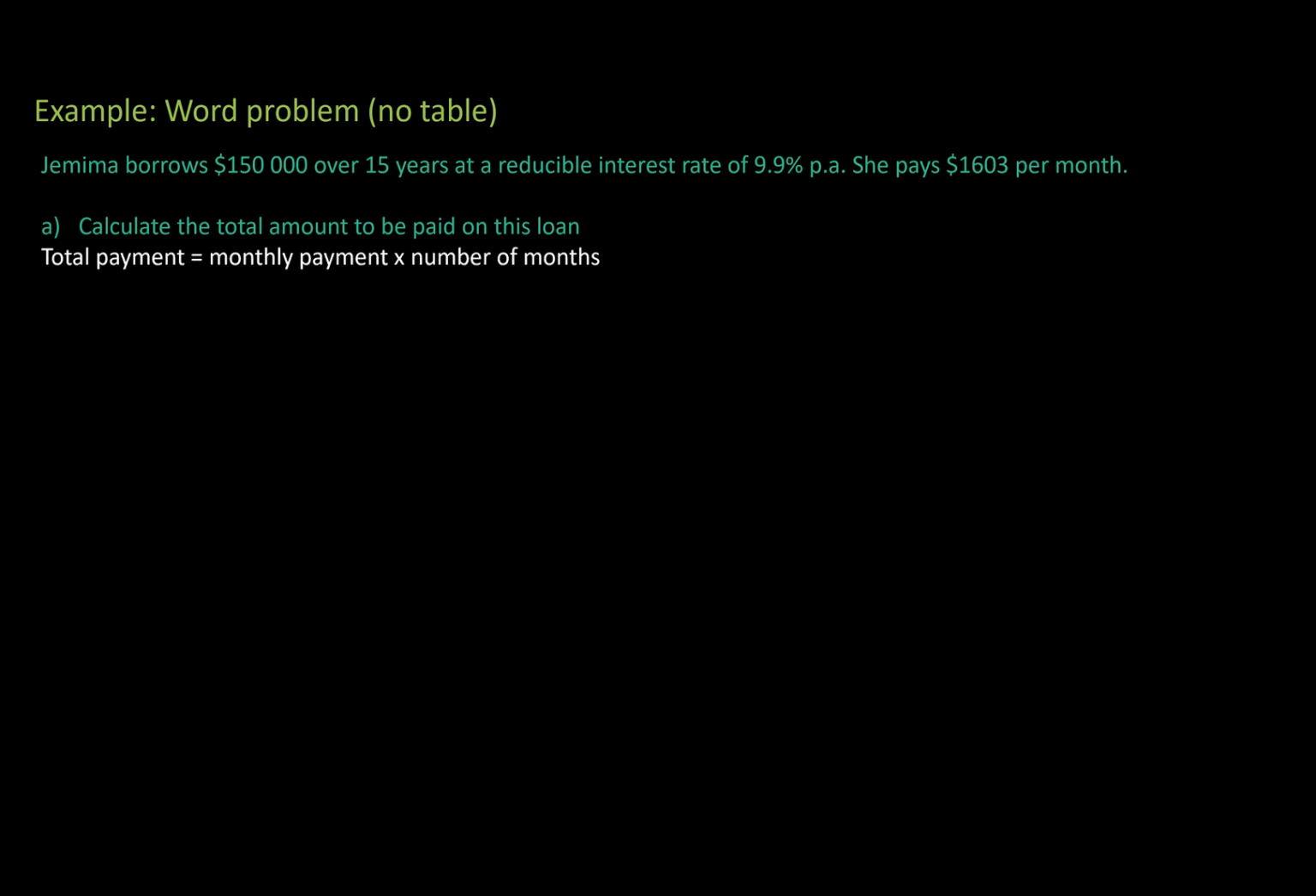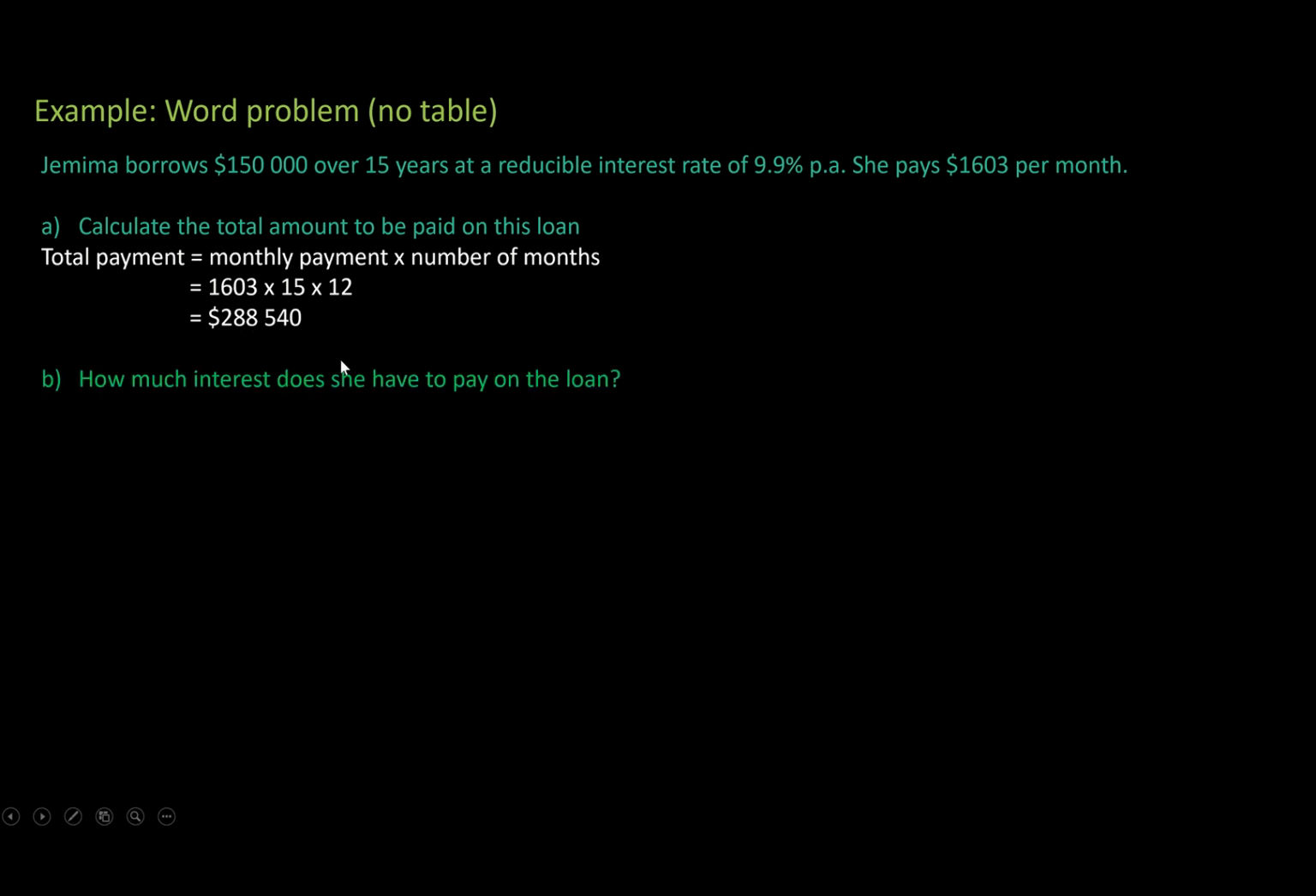So remember, the total payment is just the monthly payment times the number of months. So don't worry about that interest rate. It's not relevant to us. We don't need to know. We have our monthly payment. That is enough. So I've got the monthly payment times 15, because it's 15 years, times 12 to turn it into months. We get a total payment of $288,540.